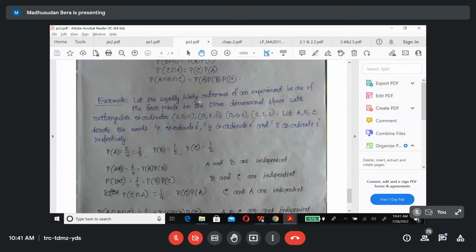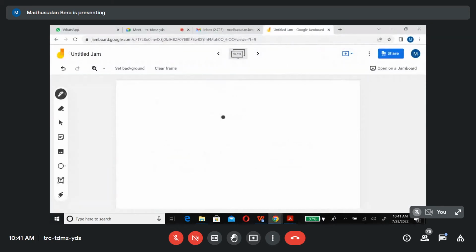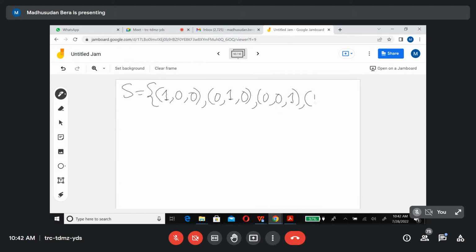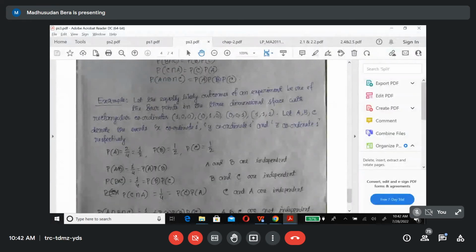Let the equally likely outcomes of an experiment be one of the 4 points in the 3-dimensional space. So the sample space S is given as 4 points. I am writing the things. They are equally likely: 1 0 0, 0 1 0, 0 0 1 and 1 1 1. Here it is written A, B, C, that way.